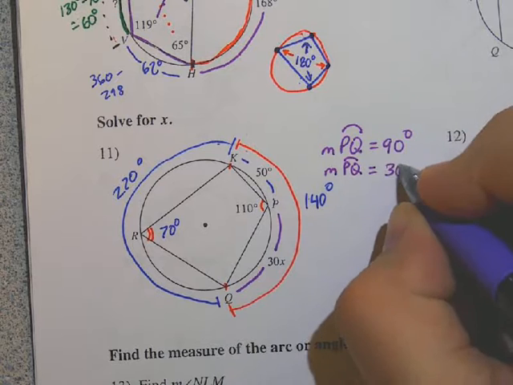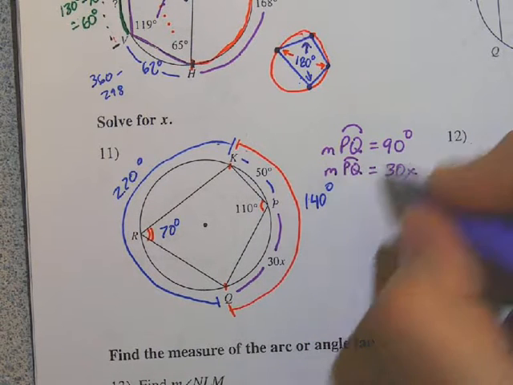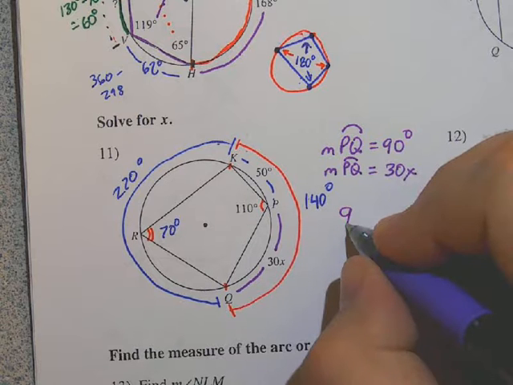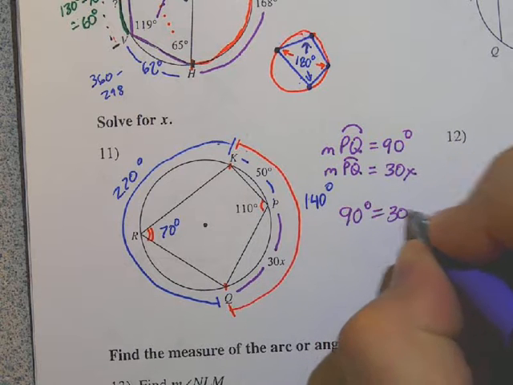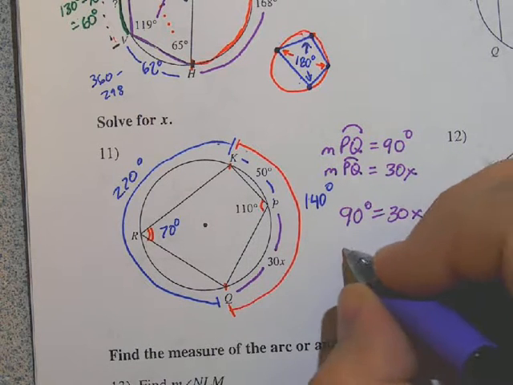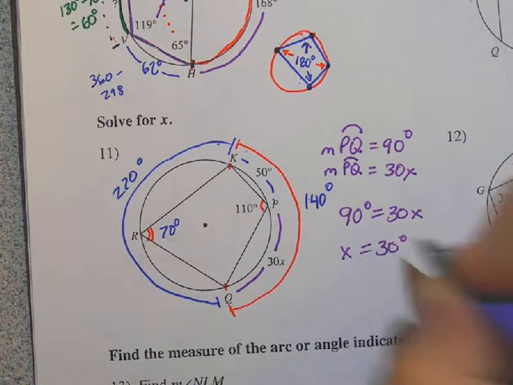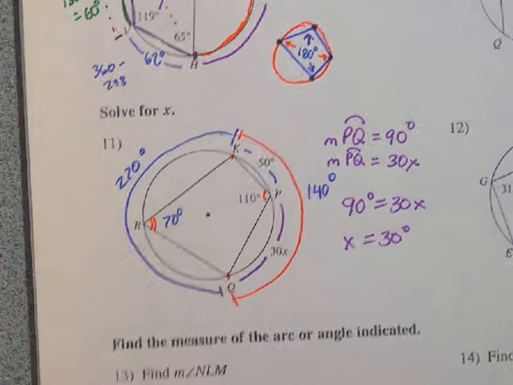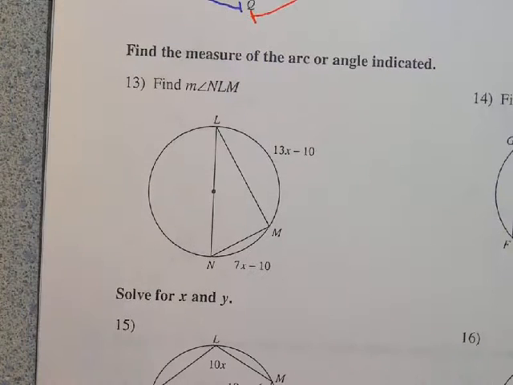PQ measure equals 90 degrees. But you know what PQ also equals? Well, somebody wrote it in there for us. It also equals 30x. And you remember that substitution property? These two are both the same thing, so I can substitute them out. And I can say, well, then 90 has to equal 30x. Divide both sides by 30, and I get x equals 30 degrees.